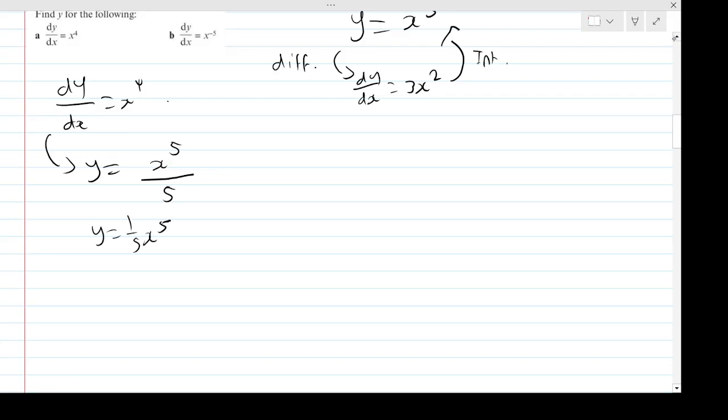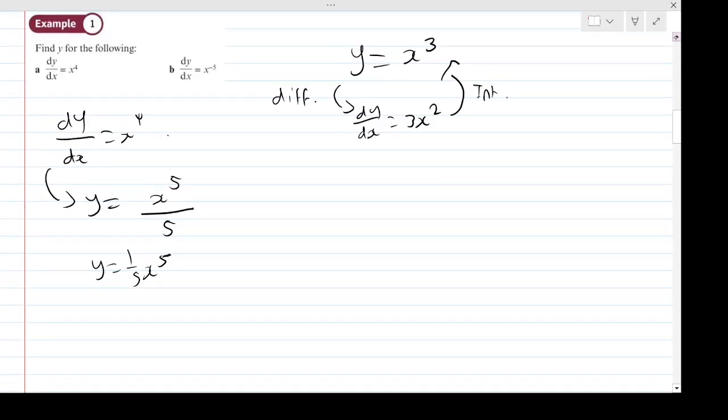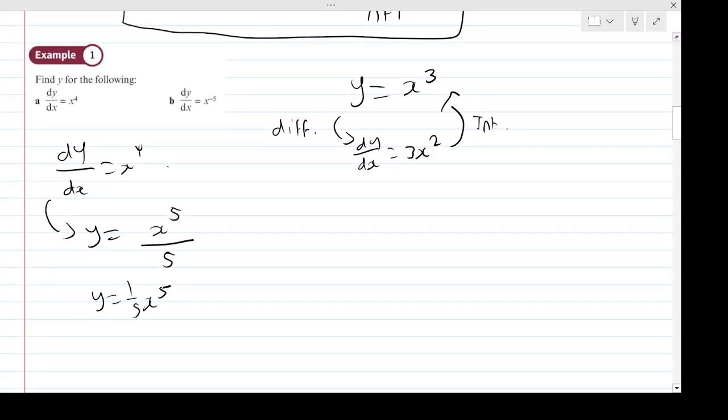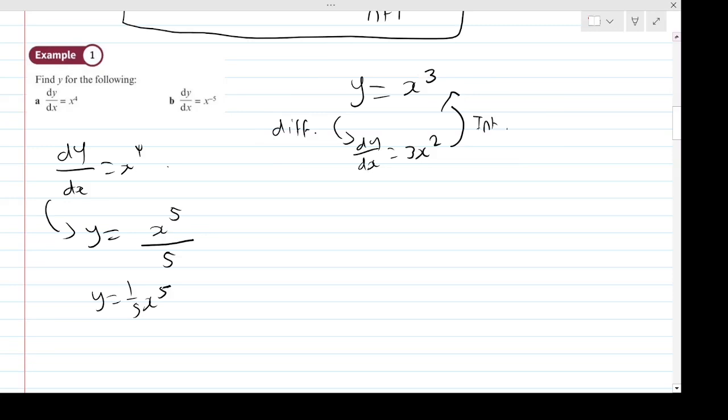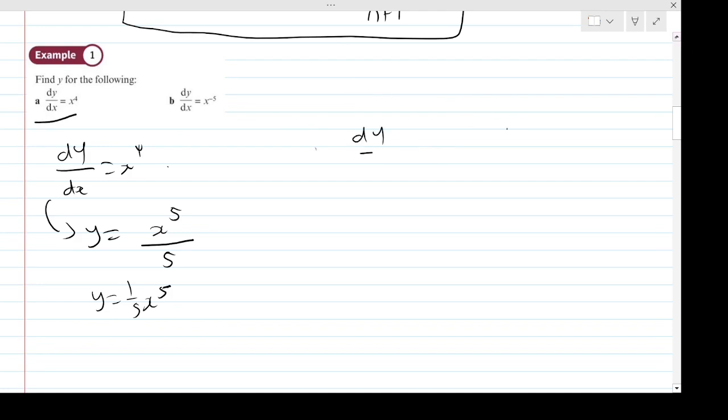But there's something missing here. Let's look at what we just saw. Let me get rid of this example and put in the example we've just got. So what we've got is dy/dx is equal to x to the 4. Then we integrated to get back to y. And y, as we just saw, is a 5th x to the 5.